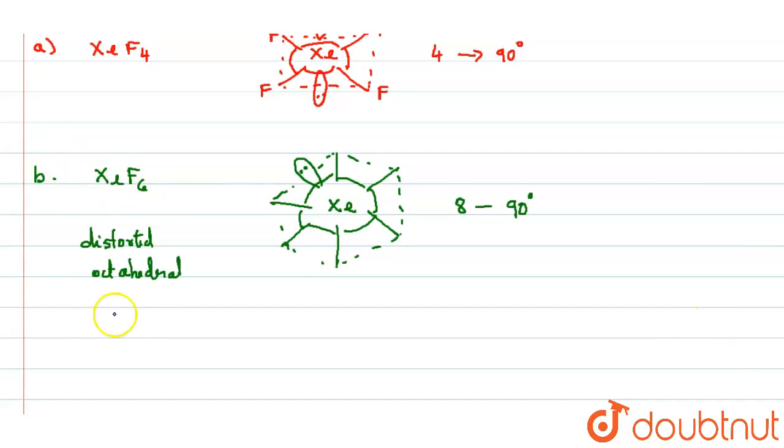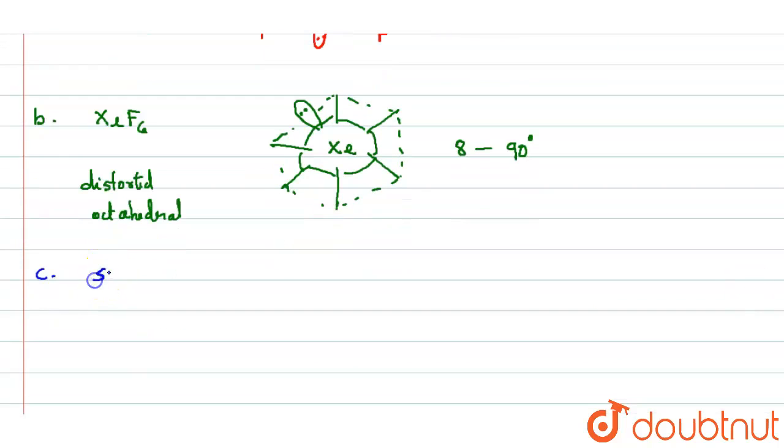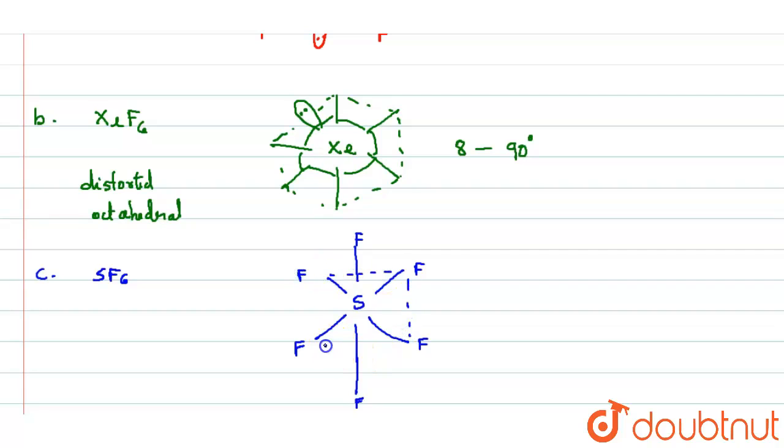Let's see the next species we are looking at, SF6. SF6 has the following structure. Sulfur is the central species with 1, 2, 3, 4, 5, 6 fluorines. This F, F, F is going below the plane, and these F, F, F are on the plane. What is on the plane also has 90 degree between each other, and what is above the plane also has 90 degree. So 1, 2, 3, 4 on the plane, 4 from the top, 4 from the bottom. Total there are 12 90 degree angles.